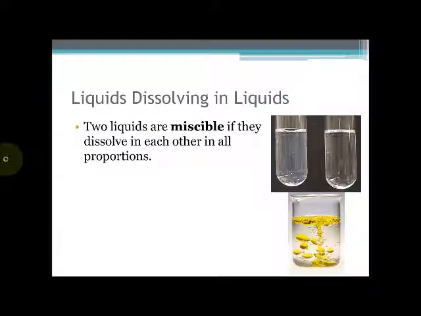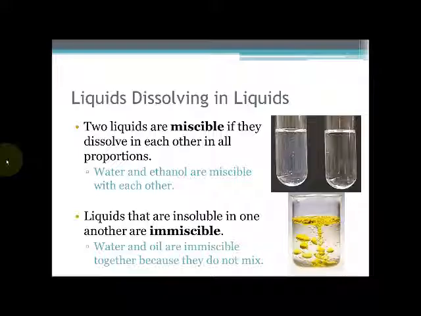Liquids dissolving in liquids. Two liquids are miscible if they dissolve in each other in all proportions. Water and ethanol, which makes moonshine, are miscible with each other. Ethanol is alcohol, if you didn't know.